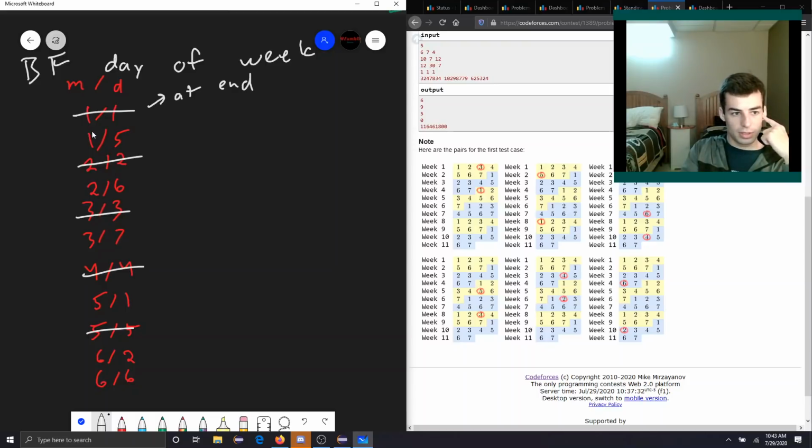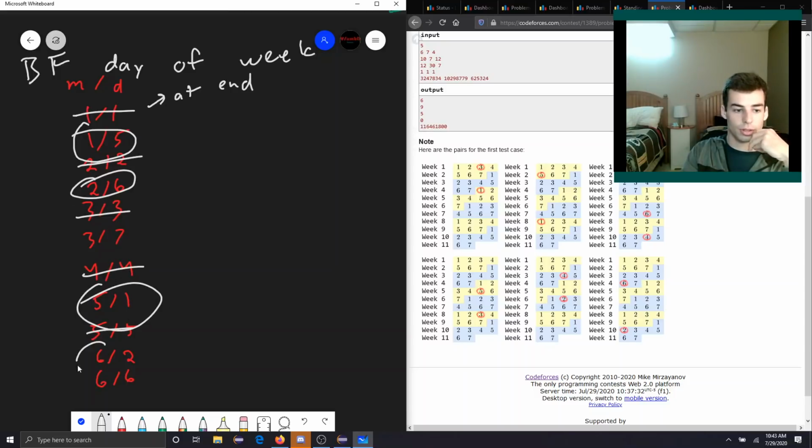So now we want to say how many 1-5s are also here. How many 2-6s are also here. How many 3-7s are also here. Not enough. Why? Well, 3-7 doesn't work because there aren't 7 months, but if there were 7 months, it would work.